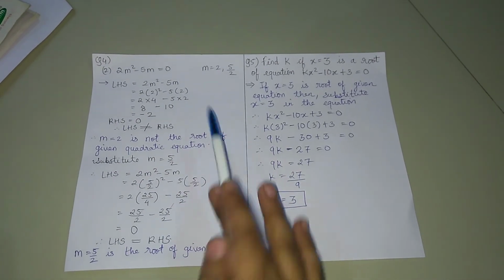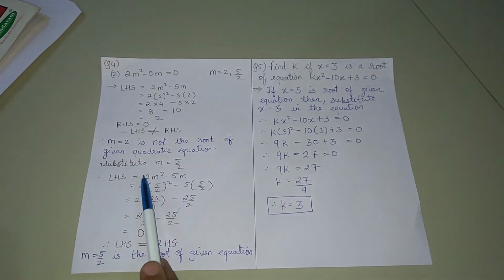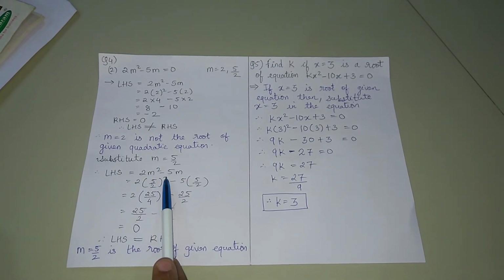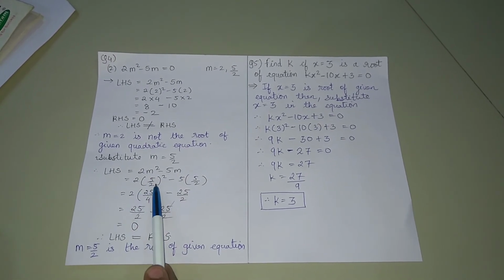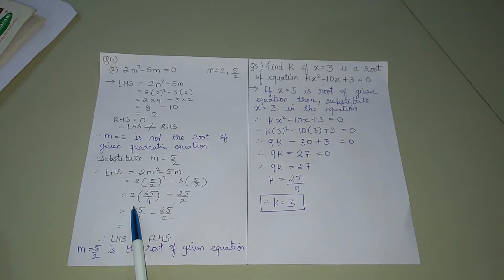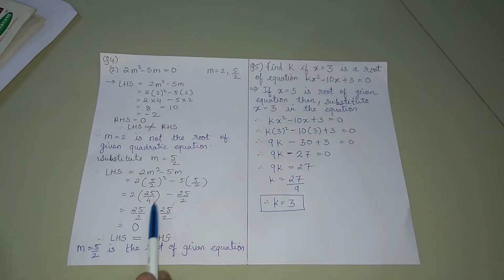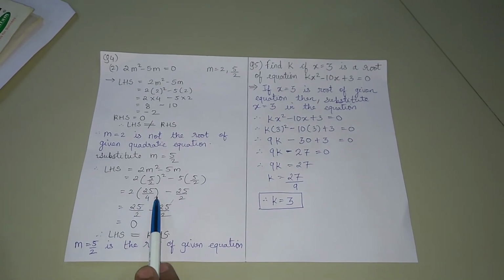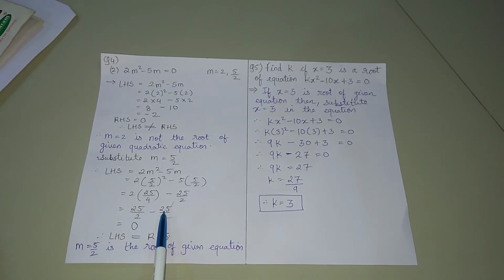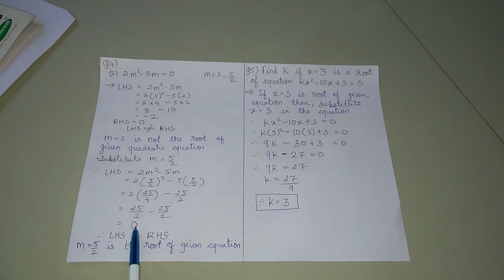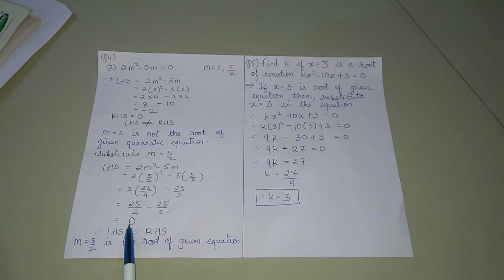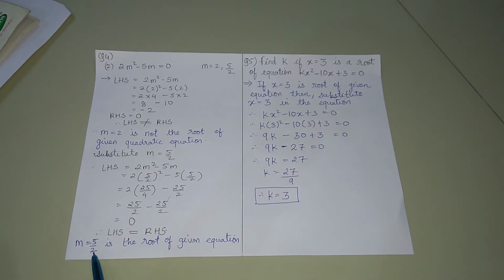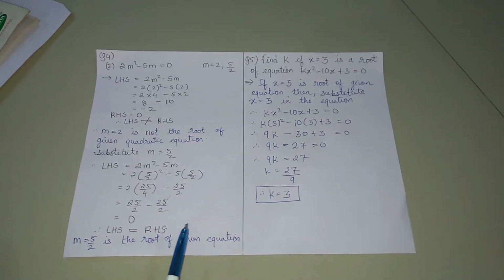Now we'll check the other value, that is 5 by 2. Substitute m equals 5 by 2 in the LHS. So 2m square minus 5m, that is 2 into 5 by 2 the whole square minus 5 into 5 by 2. So 2 into 25 upon 4 is 25 upon 2. The 2s get cancelled. So 25 by 2 minus 25 by 2, both terms cancel, which equals 0. So we conclude that LHS equals RHS. By this we can say m equals 5 by 2 is a root of the given quadratic equation.